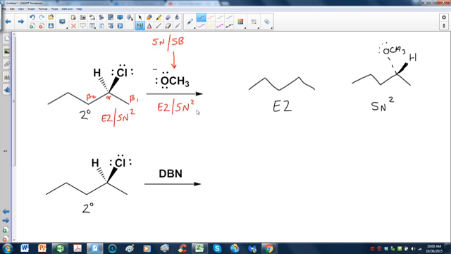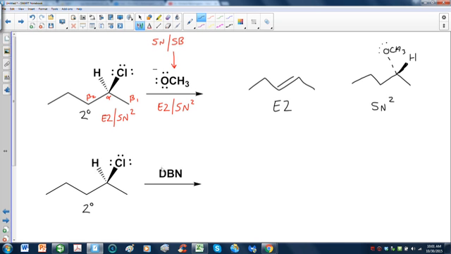Now, is that going to be the result of proton abstraction from B2 or from B1? Well, from beta 1, this is right on the end of the chain, so the double bond would go between alpha and beta 1. If it went between alpha and beta 2, though, that would be a di-substituted alkene versus mono-substituted here. So according to the Zaitsev rule, because we want to form the most stable alkene product we can, that's what we would see. So for a secondary substrate and a strong nucleophile and base, we form both elimination and substitution products.